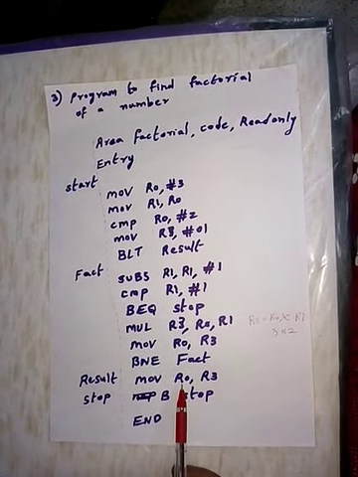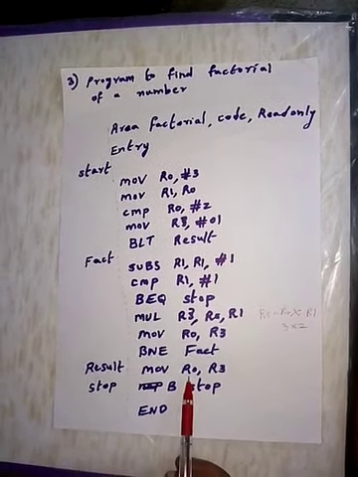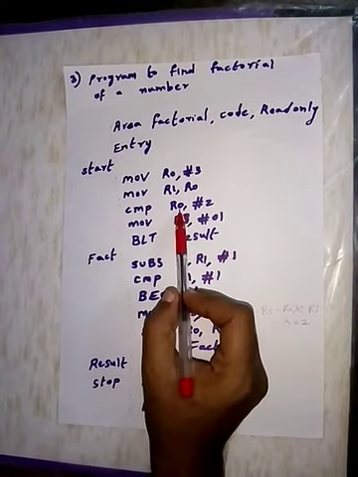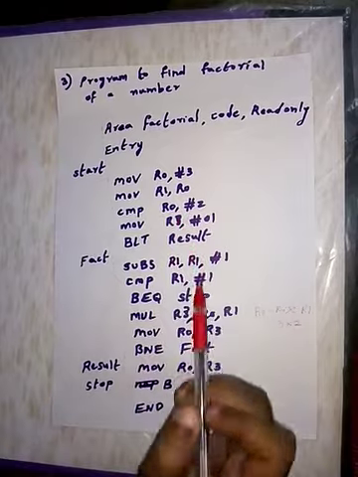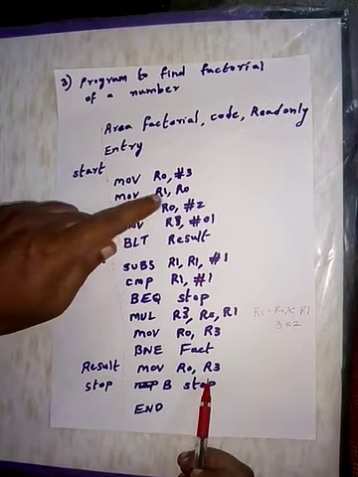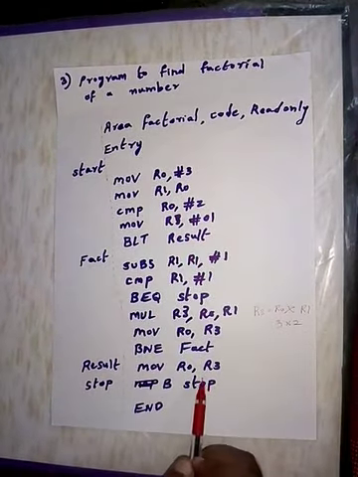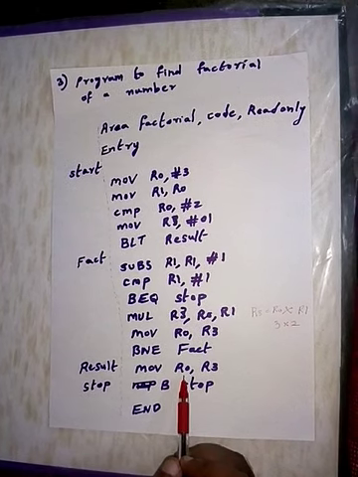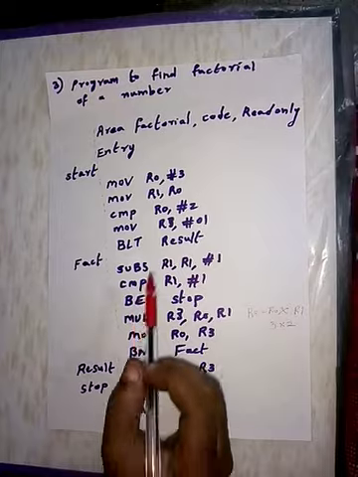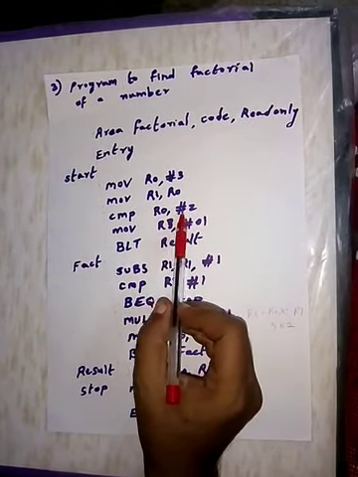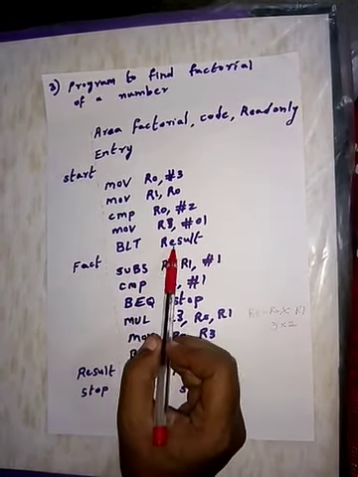That will happen only in the cases of 2 and 1, because if it is 2, R3 will directly have 2, and that 2 will go to R0 and the program stops here. STOP, B STOP, end of the program. Now this won't happen here because it is 3 comma 2. BLT result won't execute.